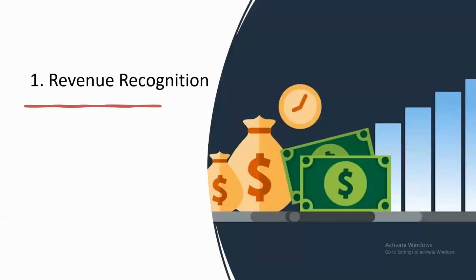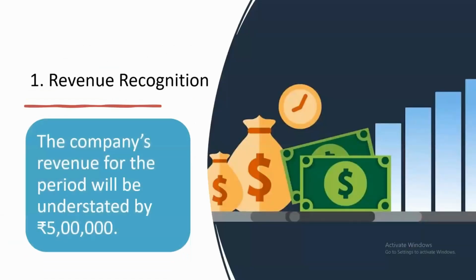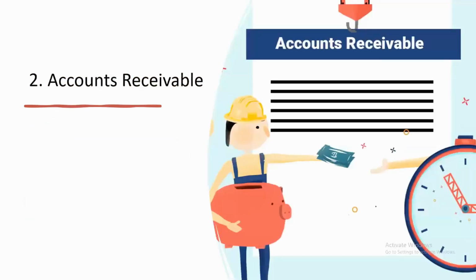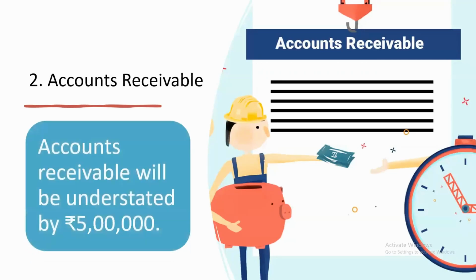Starting with the first one, revenue recognition. So we have made a sale of 5 lakh rupees, but we have not recorded it. Due to this, what will happen? Our revenue will be understated by this amount. Moving ahead, now let's talk about point number 2, which is accounts receivable. So we are assuming that this is a credit sale, due to which what will happen? Our accounts receivable will be understated by 5 lakh rupees because we have not recorded a sale transaction.